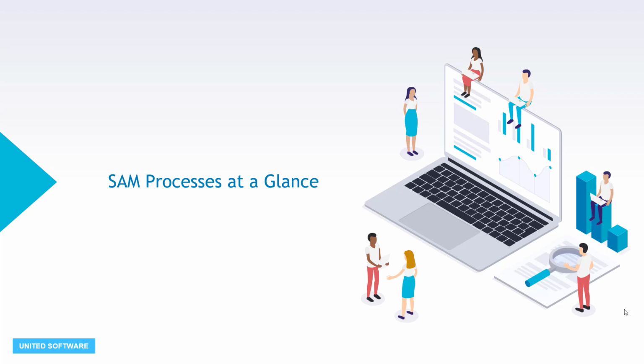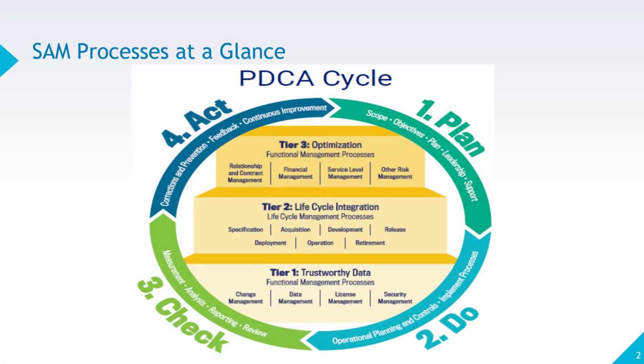In this lecture, we will discuss SAM processes at a glance. We will discuss SAM processes according to the ISO 19770 standard. This figure shows the ISO 19770 standard processes, a total of 15 processes divided into three tiers. We will discuss Tier 1, trustworthy data, first.